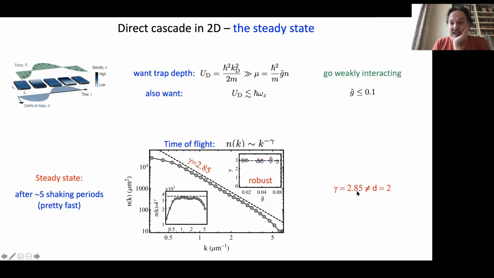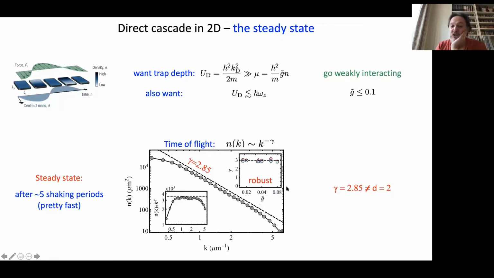We don't know how to predict that number. It's different from d equals 2, which is a simple theory. It's also different from d equals 3, which is a simple theory for 3D, and it's different from the 3D experiment. This is interesting for the theorists to explain, but as you will see by the end of my talk, in some sense, it is nice that this doesn't fit simple theory, because it will show you that some conceptual ideas related to the birth of turbulence are more robust than the specific predictions for the gamma.